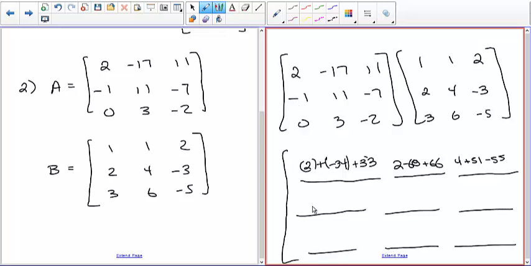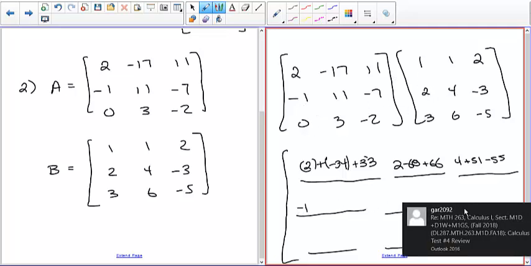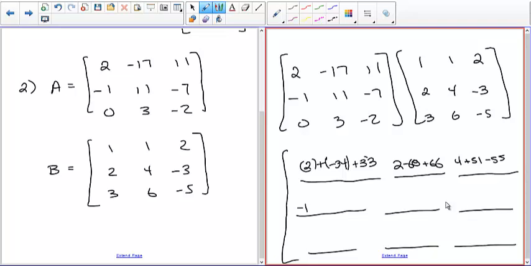Okay, then we do second row, first column. So you're going to have negative 1 times 1, which is negative 1. 11 times 2, which is 22. And negative 7 times 3, which is negative 21. You see that goes to 0.